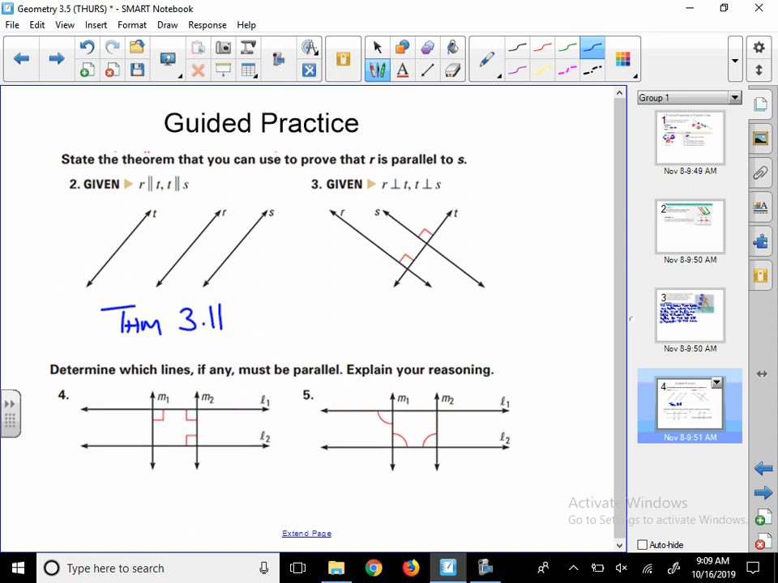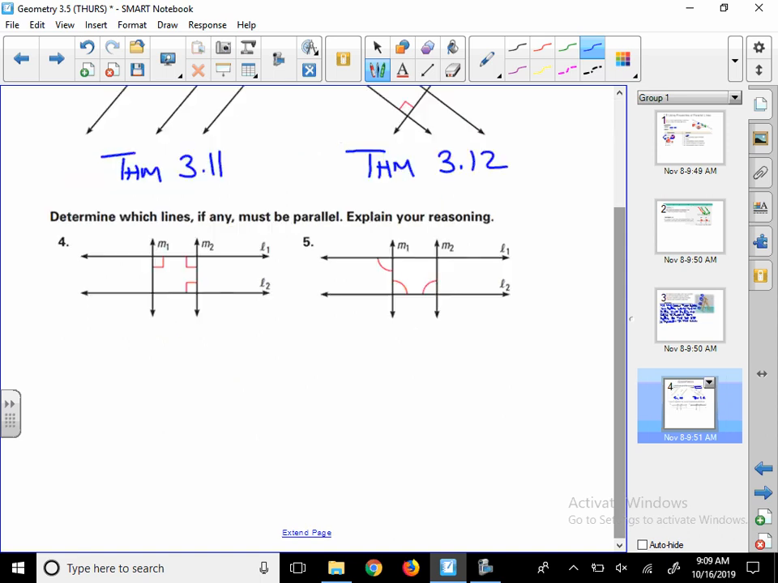And number 3, I tell you R is perpendicular to T and T is perpendicular to S. That is a great setup for Theorem 312 that we talked about today. Again, make sure you're reading what's given to you here. That's the important part here. And determine which lines, if any, need to be parallel.